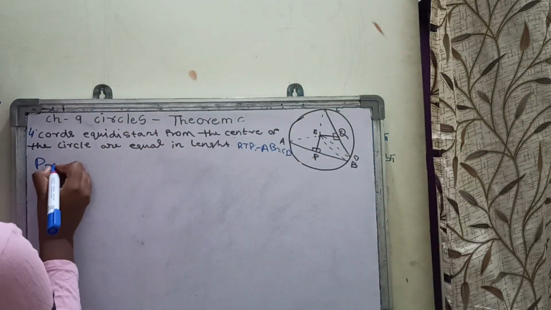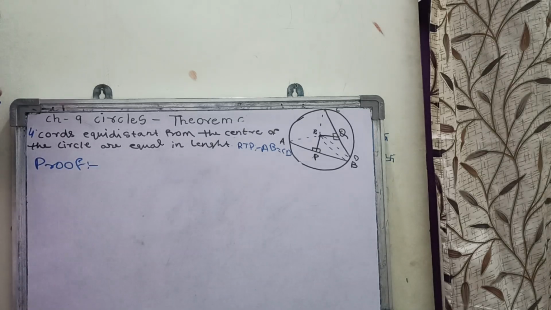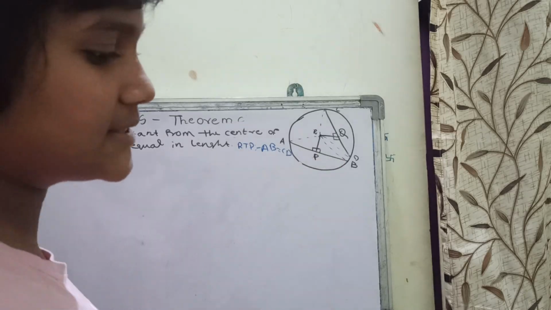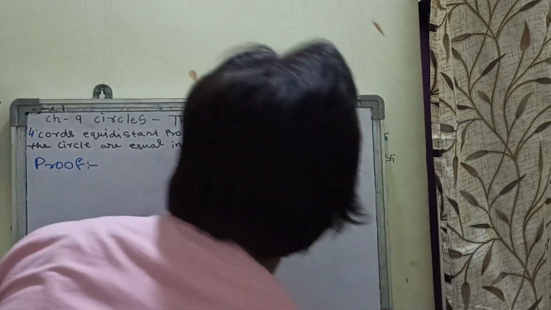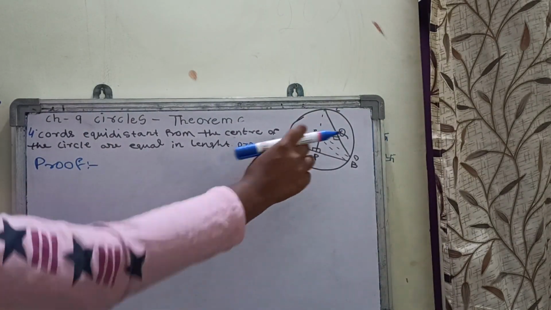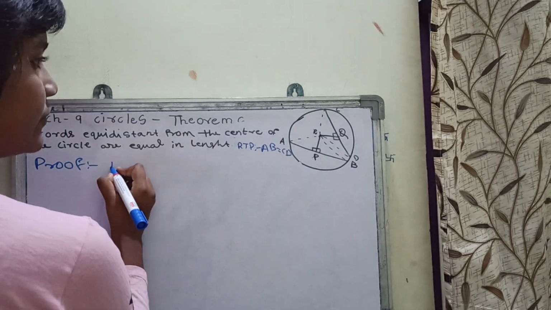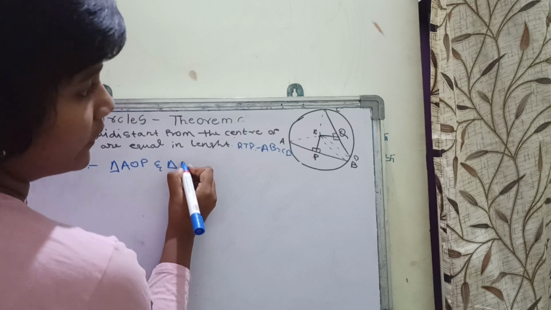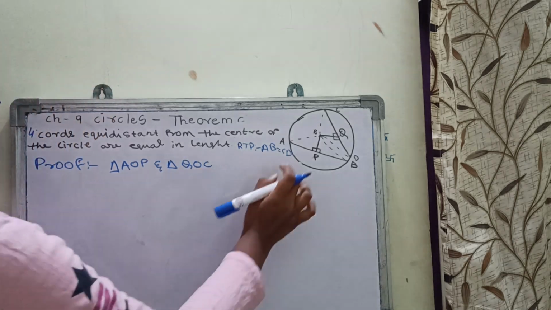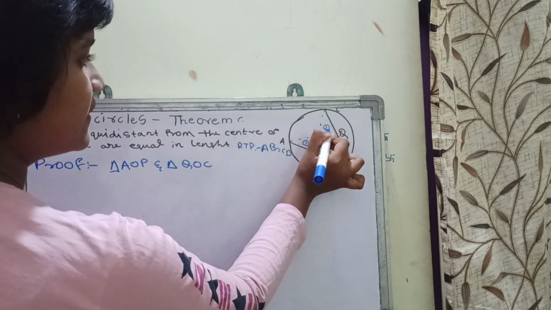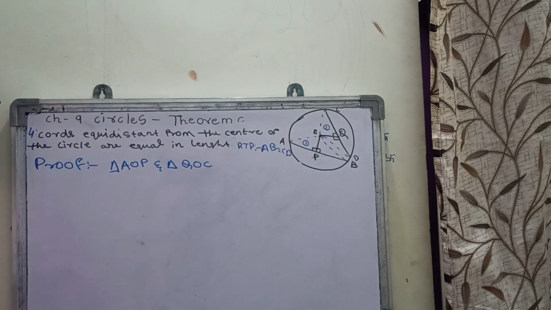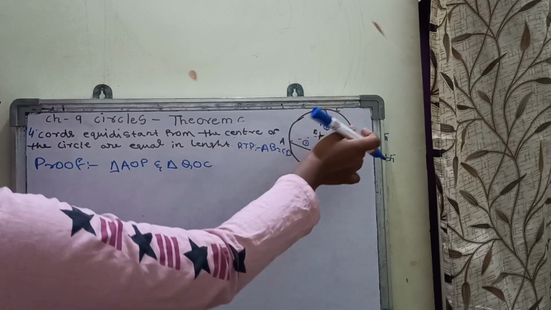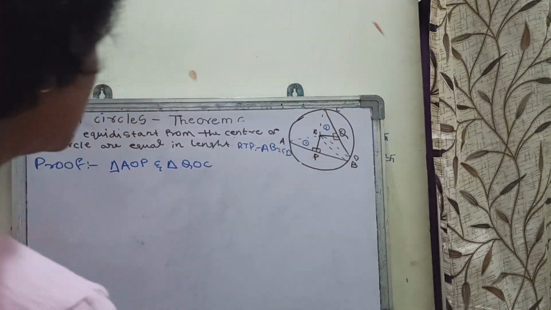So what is the proof we need to do? First we are taking one triangle. We need to take two triangles in the question given. What is the first triangle we are taking here? Triangle AOP and triangle COQ. These are the two triangles we are going to take.